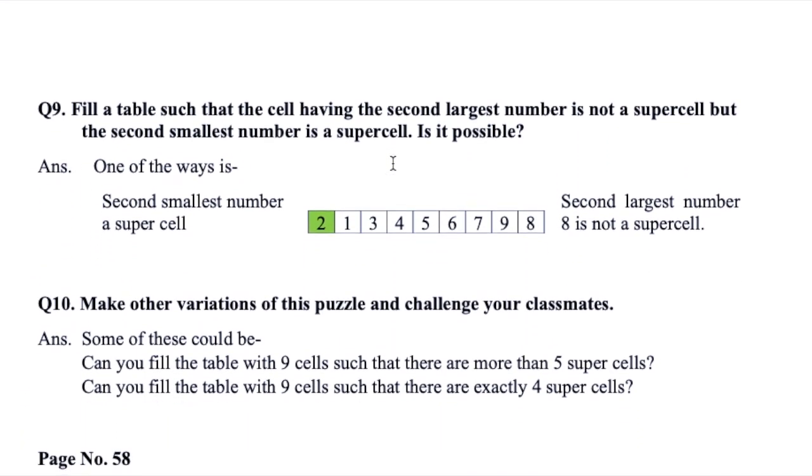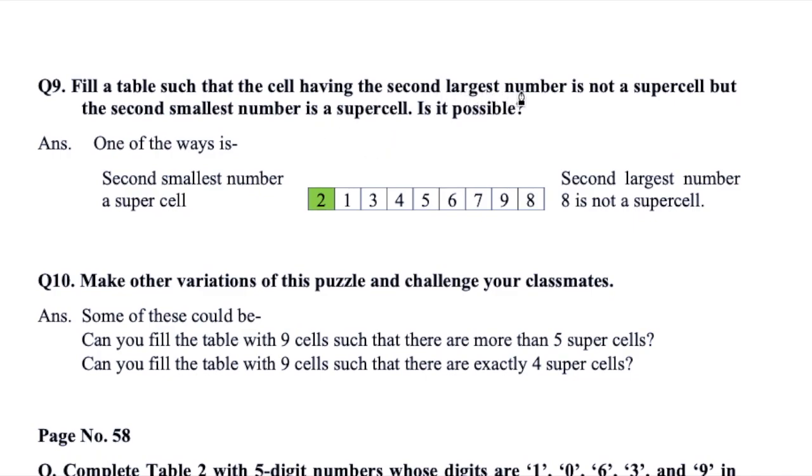Next question. Fill in a table such that the cell having the second largest number is not a supercell, but the second smallest number is a supercell. The numbers taken here are 1 to 9. You can think of other numbers as we have done in the previous question. 8 is written at the last, so it is not a supercell.